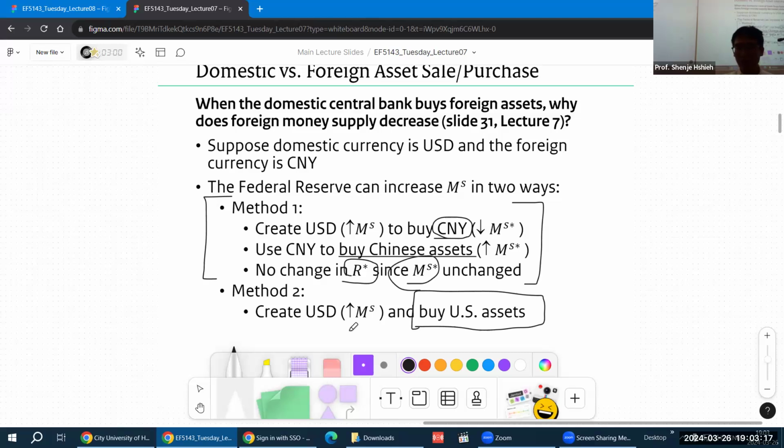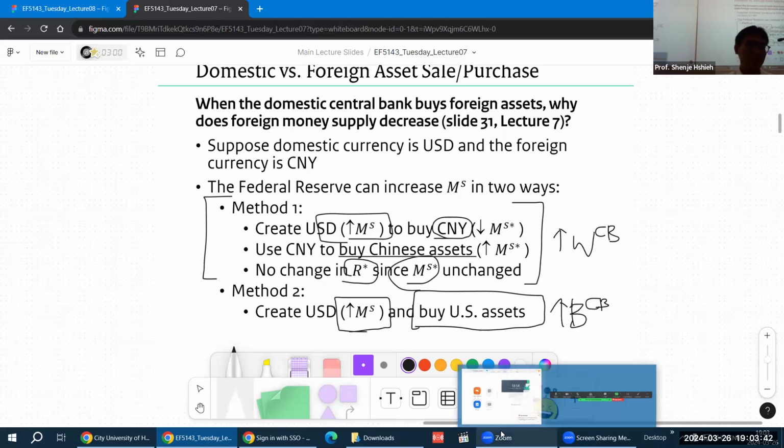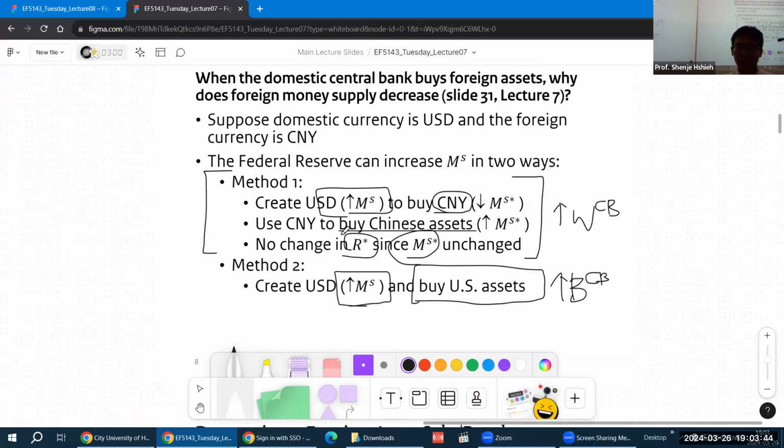So in the end, you do still get the increase in money supply, but rather than expanding the asset side using BCB, right, domestic bonds, you're expanding via WCB, right? You're expanding the foreign proportion of your balance sheet instead of expanding the domestic assets. All right, so why does it matter?